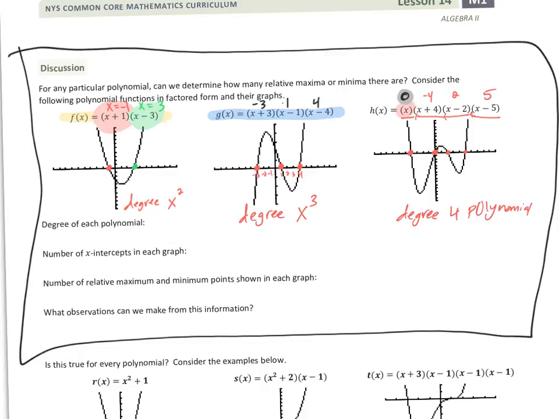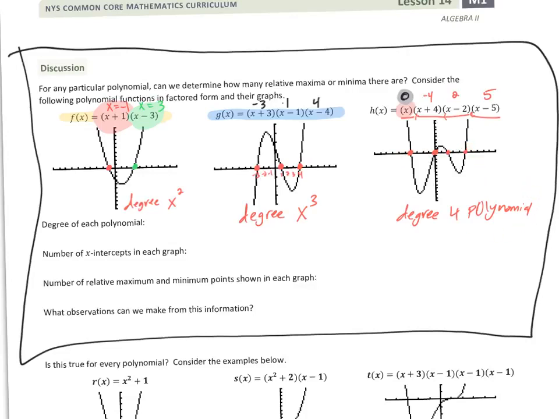And we know that because there are 4 x's, there are 4 potential roots. The most this function is going to have is 4. So in each of these graphs, we have exactly the same number of roots as the degree. So if I'm looking at the number of roots, a degree 2 has 2 roots. A degree 3 has 3 roots. A degree 4 has up to 4 roots.